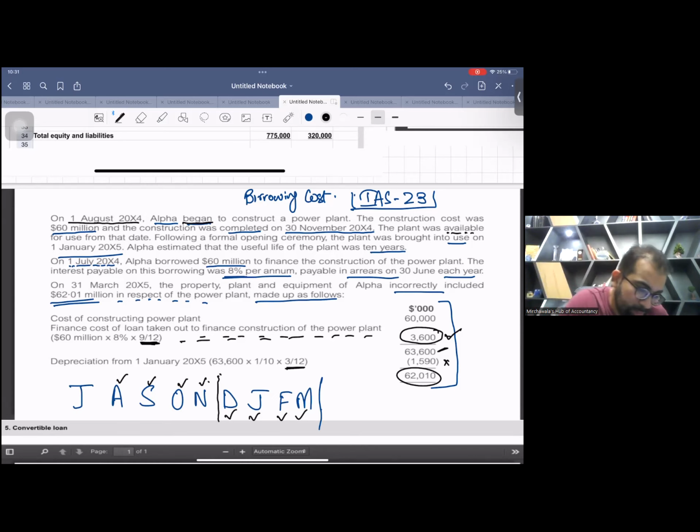Both errors are related to P&L as well. He overcapitalized the finance cost. Overcapitalized means the interest expense which should have gone in the P&L, this person booked it as an asset. That's the first mistake. Second, he calculated wrong depreciation, and depreciation also goes in P&L. So both of these mistakes will hit the P&L.